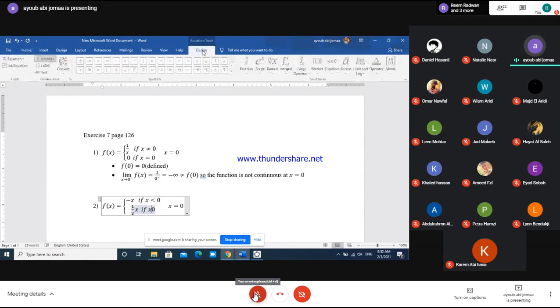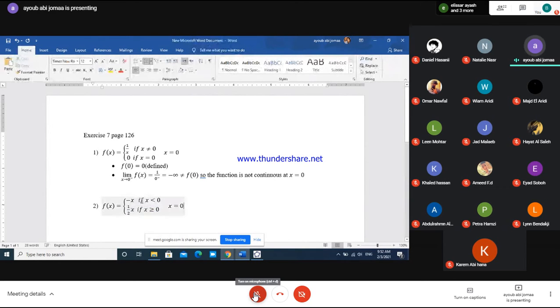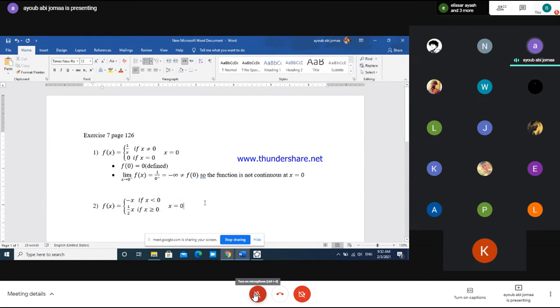Yeah, part 2. You have negative x if x is smaller than 0, and half x if x is greater than 0. Now please try to find the limit as x approaches 0 minus, the limit as x approaches 0 plus, and find f of 0. Check if these three values are equal or not, to study the continuity at 0.